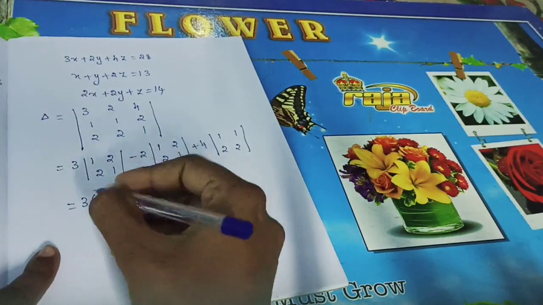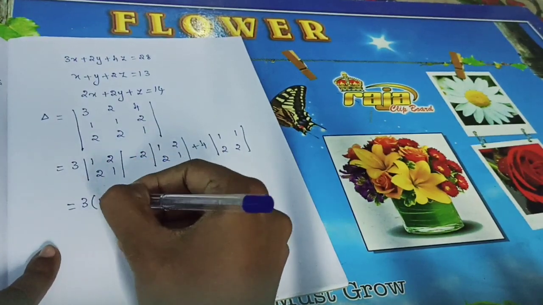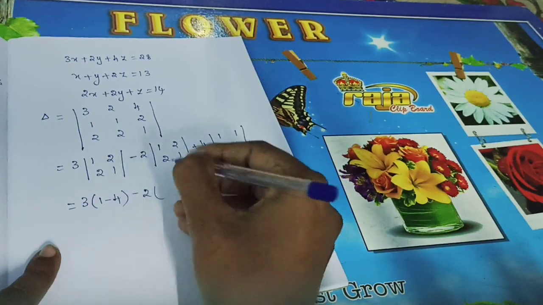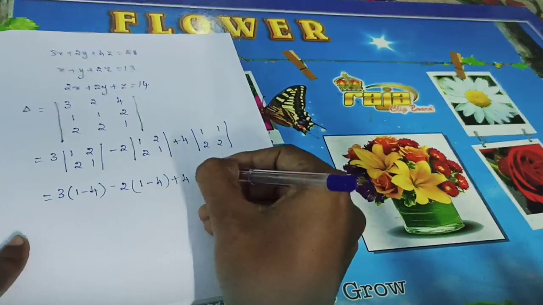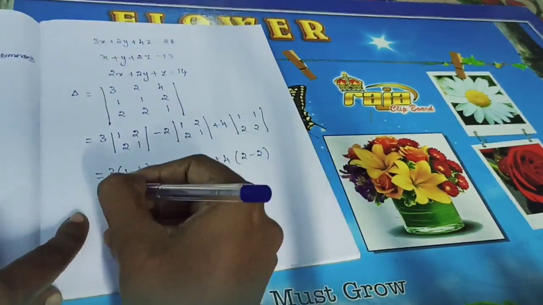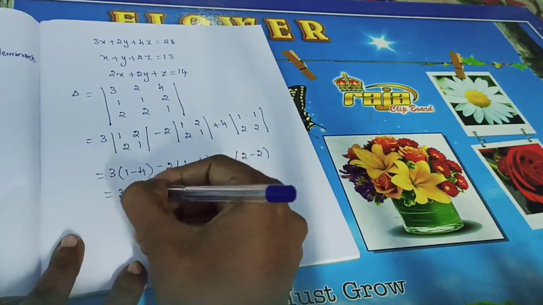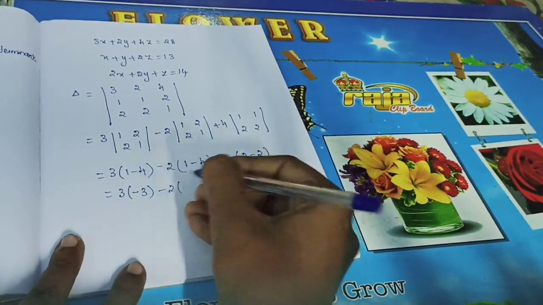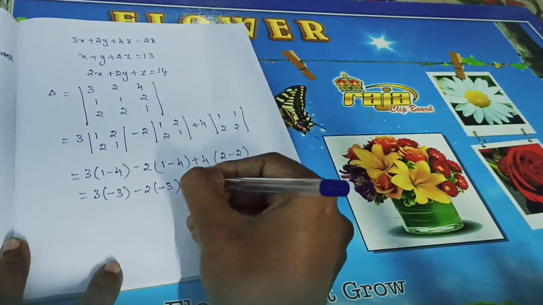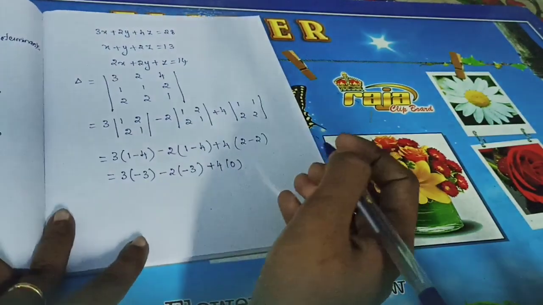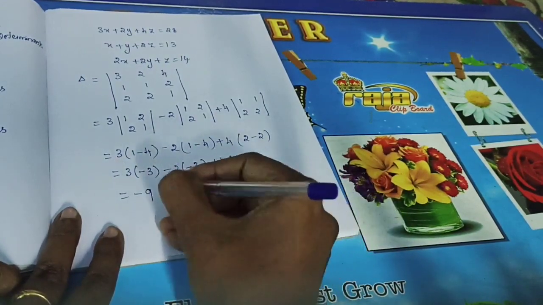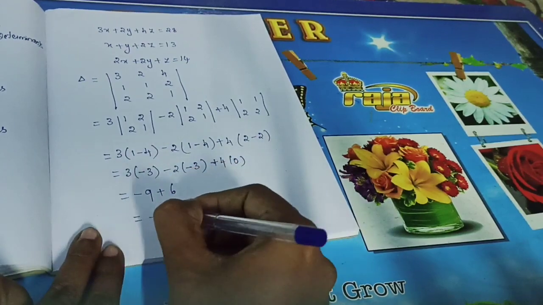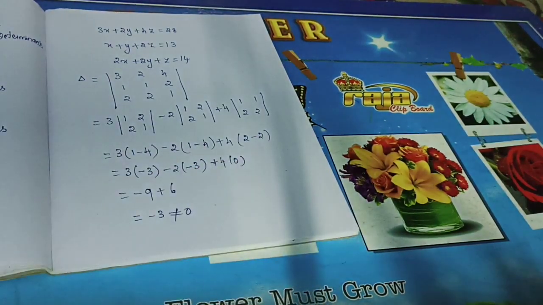3 into (1 into 1 is 1, minus 2 into 2 is 4), minus 2 into (1 into 1 is 1, minus 2 into 2 is 4), plus 4 into (1 into 2 is 2, 2 minus 2). That is equal to 3 into (1 minus 4 means minus 3), minus 2 into (1 minus 4 means minus 3), plus 4 into 0. That is equal to minus 9, minus into minus plus 6, that is equal to minus 3. It is not equal to 0. Understand? Then let's move to the next one, that is delta x.